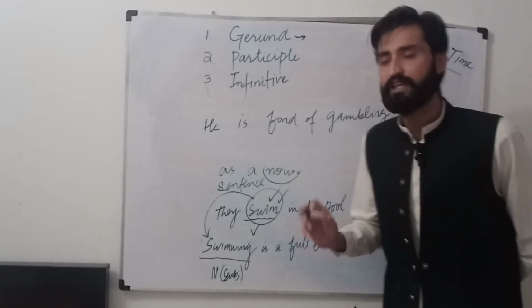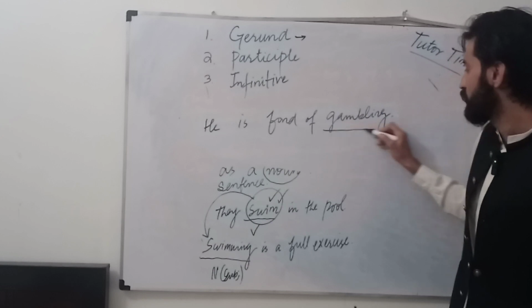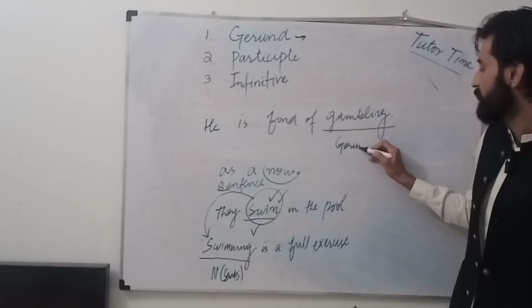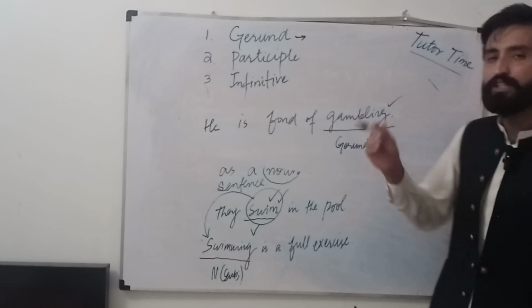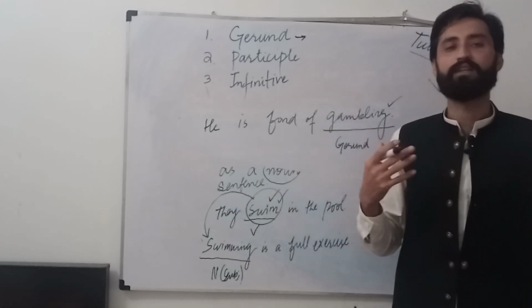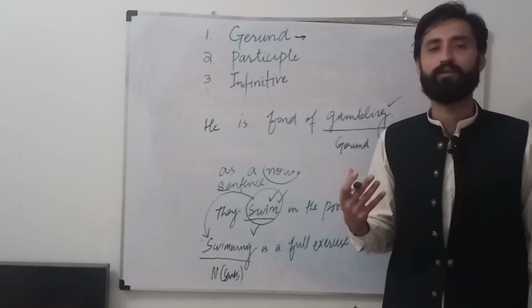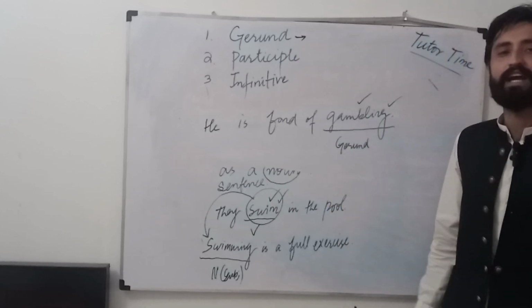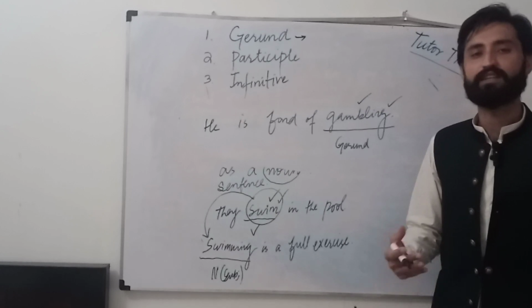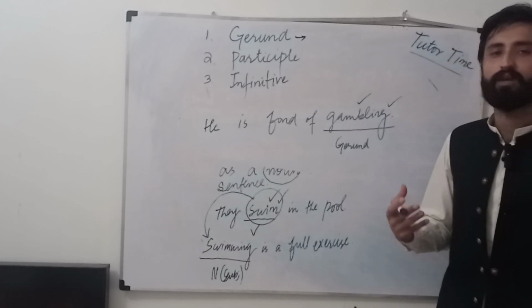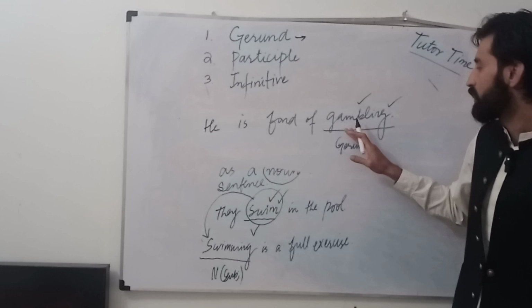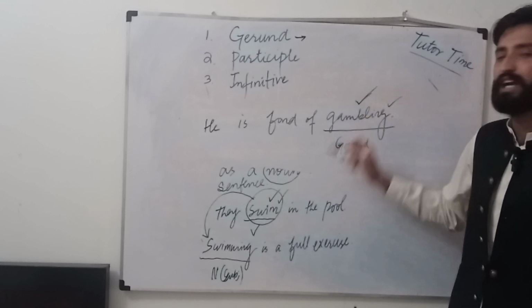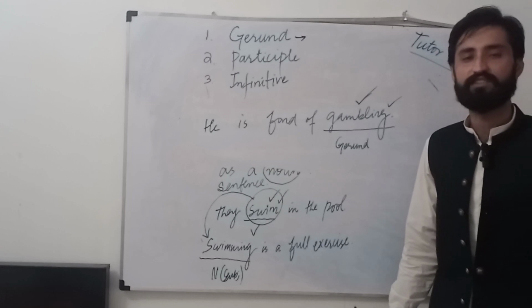Okay, so here in this sentence we have the word gambling. Gambling is a gerund, and why am I saying this? Because gamble is a game which is played, so it is a kind of activity. We call an action word a verb, but here in this sentence it is used as a noun. So that is why we can say that this is a gerund.